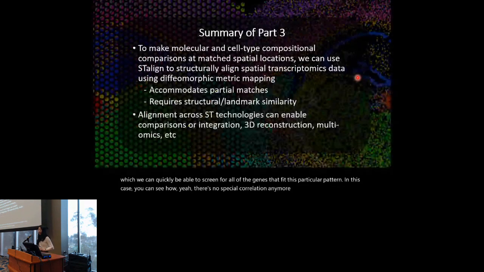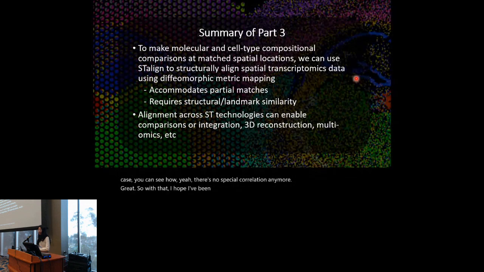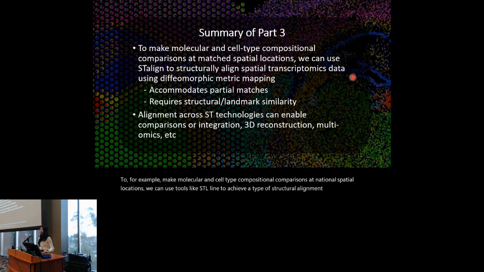Great. So with that, I hope I've been able to show you how to, for example, make molecular and cell type compositional comparisons that match spatial locations. We can use tools like ST-Align to achieve a type of structural alignment across spatial transcriptomics datasets using diffeomorphic metric mapping.